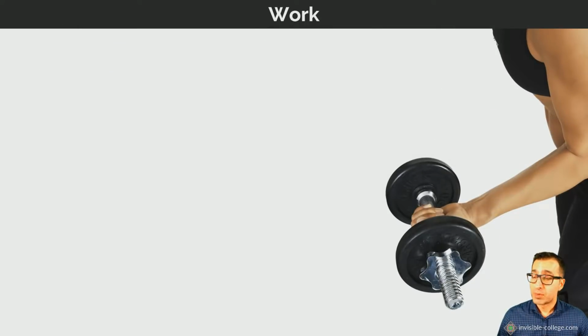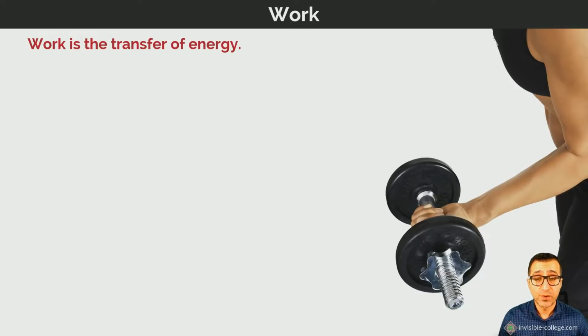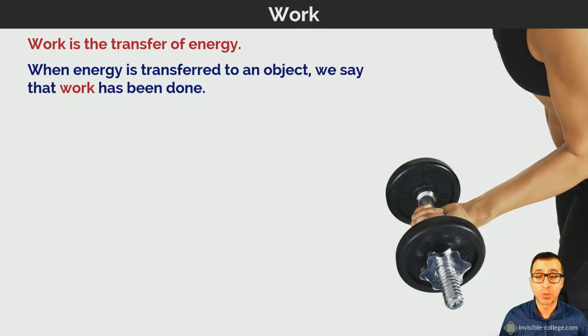So if we take another example here, of a person doing work, and I'm going to talk about work initially here at a very instinctive level. So when we lift a weight, we are doing work on that object. We are transferring energy to that object, and so we can define work verbally, qualitatively, as the transfer of energy. So when energy is transferred to an object, we say that work has been done on that object.